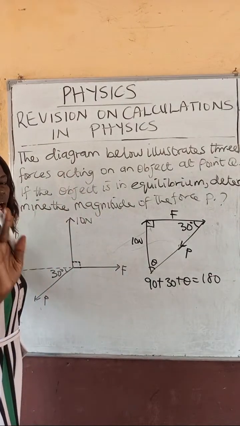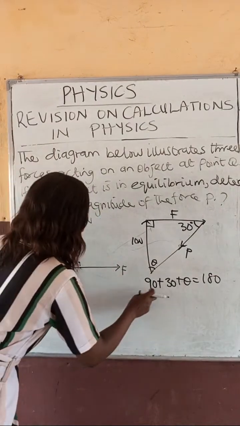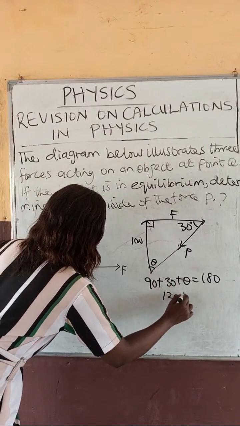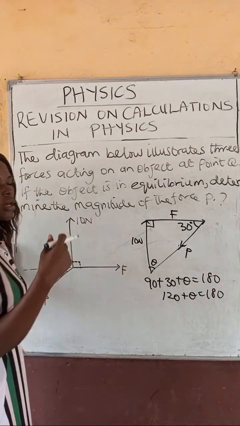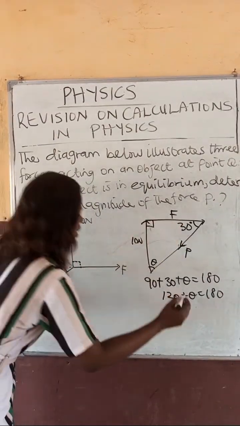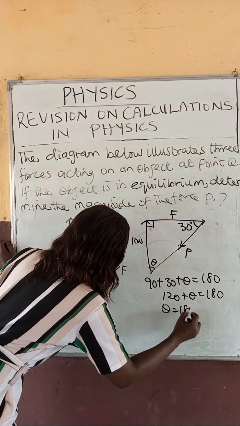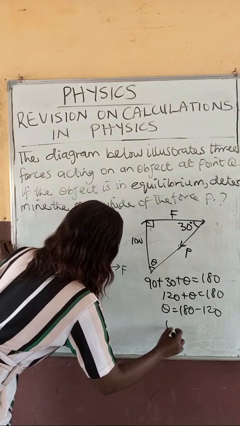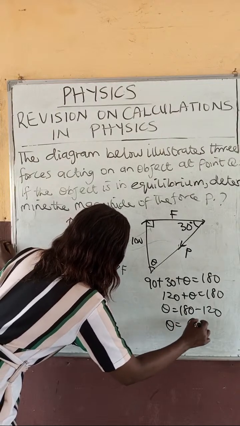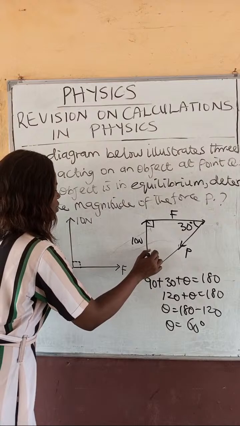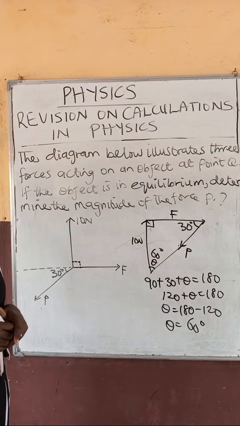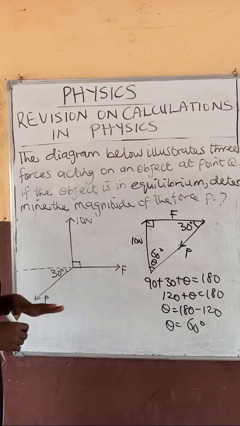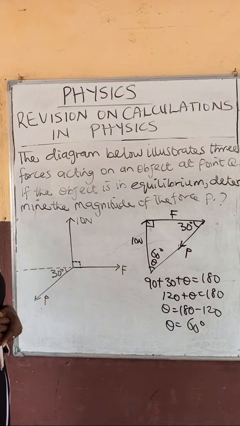180. That is, the sum of angles in a triangle is equal to 180. So 90 plus 30 is going to give me 120, plus theta is equal to 180. Then I'll carry this 120 to the other side, and I have theta is equal to 180 minus 120, and my answer is equal to 60 degrees. So this angle here is 60 degrees. Then I can solve with sine rule. Is it clear? Right. So write what you have so we can conclude the question.